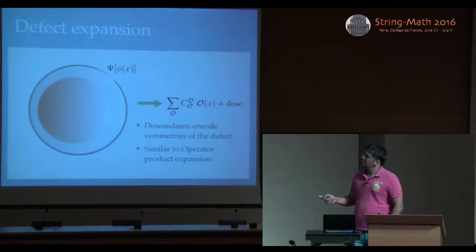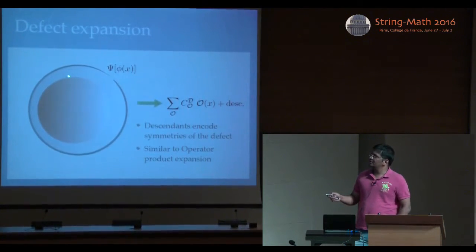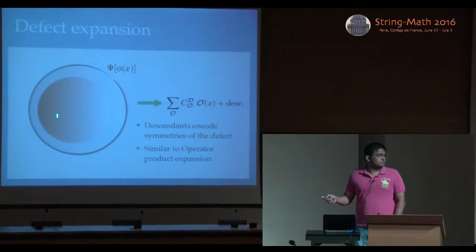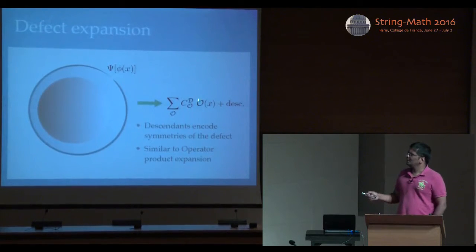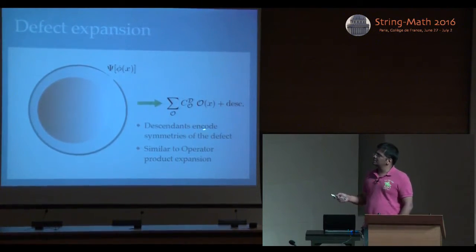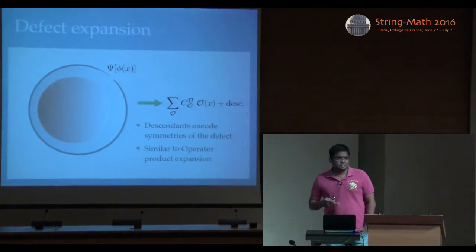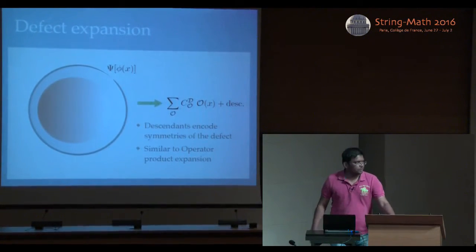And here, the strength with which the defect D expands into local operator O is exactly the C_DO, the structure constant that we talked about earlier. And of course, this expansion has a very specific tower of descendants, which encode the symmetries of the defect. And this expansion, as you can see, is very similar in spirit to the operator product expansion.